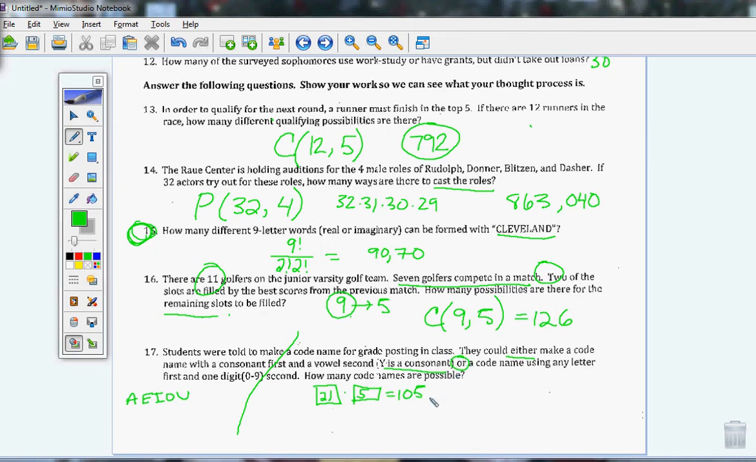Or, so you're going to add the other one. So using a code name with any letter first. All right, so here we go. Any letter would now be 26 times 1 digit second. So 0 to 9, that's actually 10 digits. And that's going to be 260 possibilities there. But they can choose from these or they can choose from those. So that's why we add those together and we get a grand total of 365 possibilities.